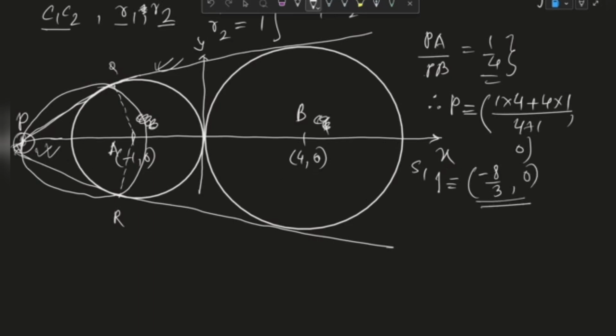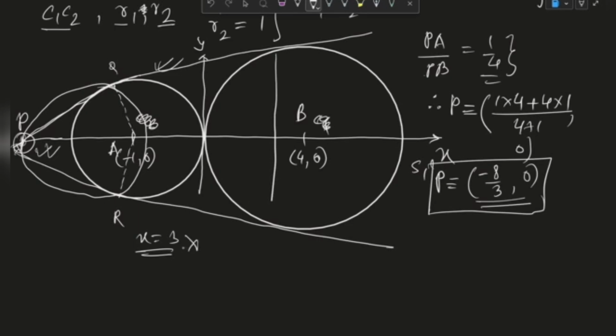So here is our point P. And as you can see, it was written that x equal to 3 here will be our radical axis, which is completely wrong because x equal to 3 is coming somewhere here. It is inside this circle. So I guess this was option B. Option B is completely wrong.